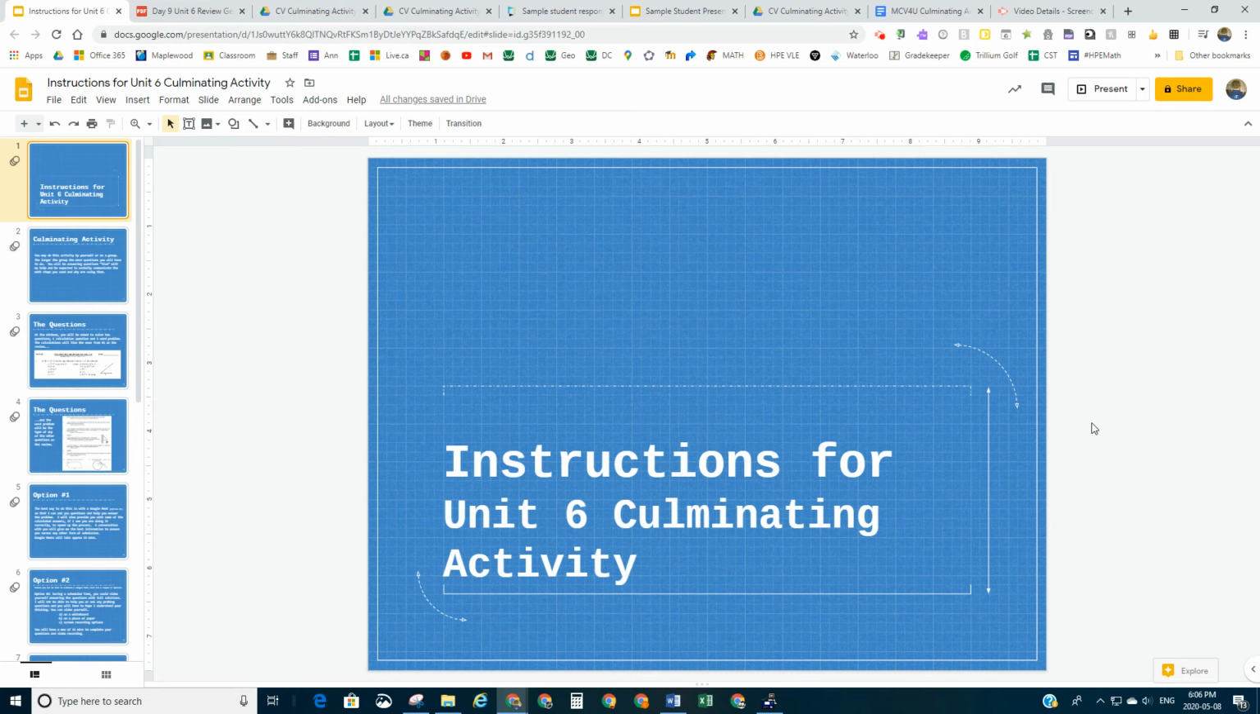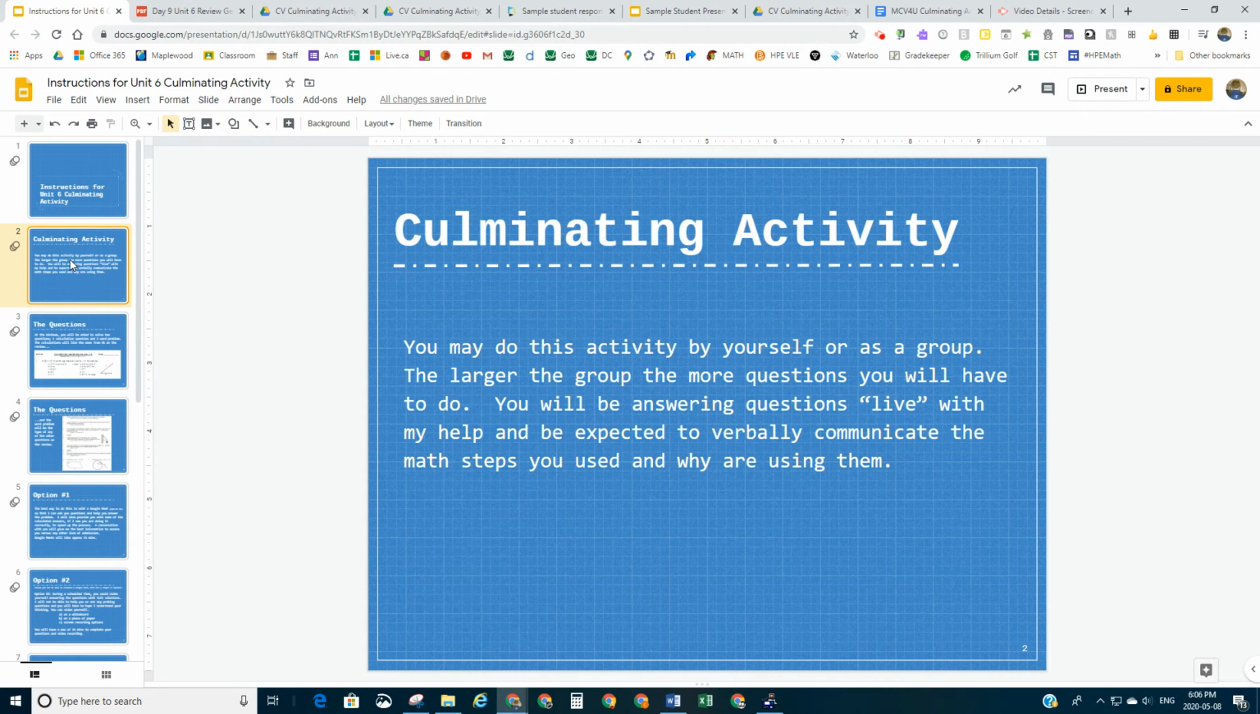Here are the instructions for our Unit 6 Culminating Activity. The idea of this Culminating Activity is to try and replicate you doing questions in the classroom on the whiteboards. I get tons of information just listening to you talk to each other about doing a math question up on the whiteboards, and we're going to try and replicate that as best we can.